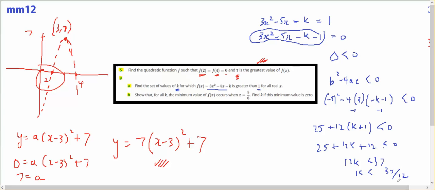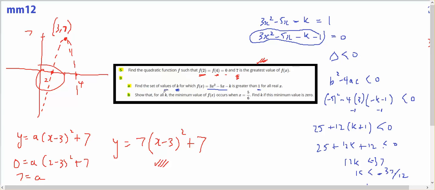And when k is less than 37 on 12, and just double checking my work here, that has to be a negative and that has to be a negative. So k is going to be less than negative 37 on 12.